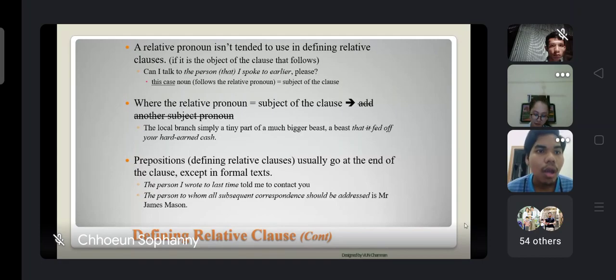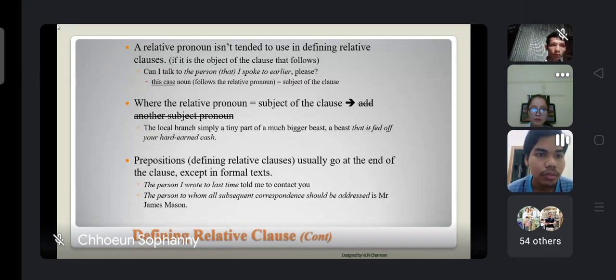Now we move on. Where the relative pronoun is the subject of the clause, we don't add another subject pronoun. For instance, the local branch is simply a tiny part of the beast, a beast that is fed off your heart on case. So the defining relative clause is that is fed off your heart on case, and we need to remove the word it because it is another subject.